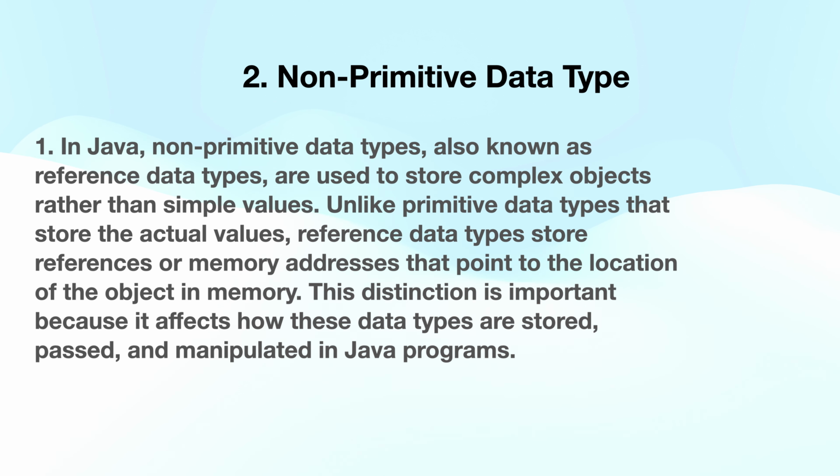Non-primitive data types in Java are also known as reference data types and are used to store complex objects rather than simple values. Unlike primitive data types that store the actual value, reference data types store references or memory addresses that point to the location of the object in memory. This distinction is important because it affects how these data types are stored, passed, and manipulated in a Java program. Let's see how non-primitive data types work.